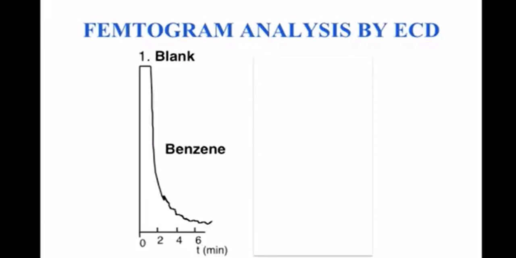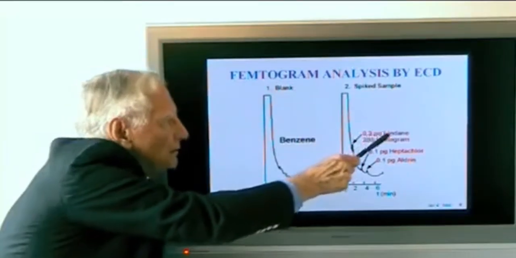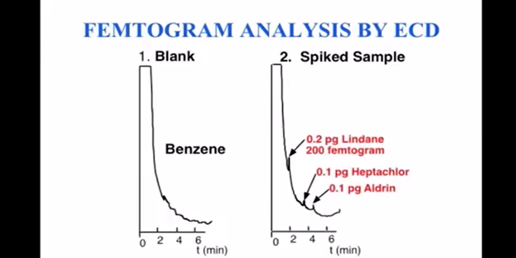Here's a blank of a solvent used earlier, benzene, and then a spike sample containing 0.2 picograms of lindane, a very common pesticide, which represents 200 femtograms. That's over 200 parts per trillion of that particular sample. 0.1 picogram of heptachlor, 0.1 picogram of aldrin.